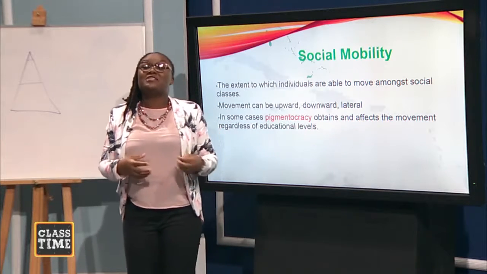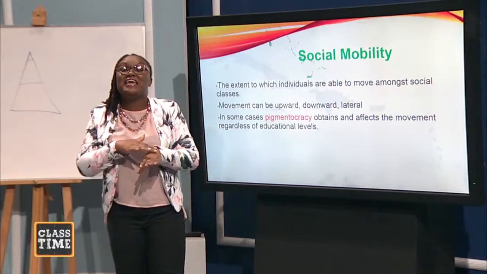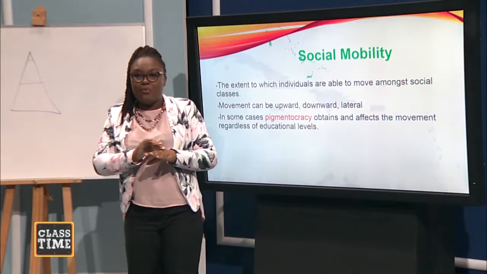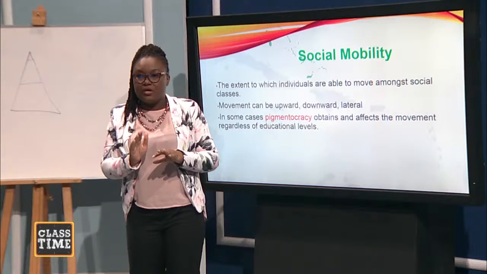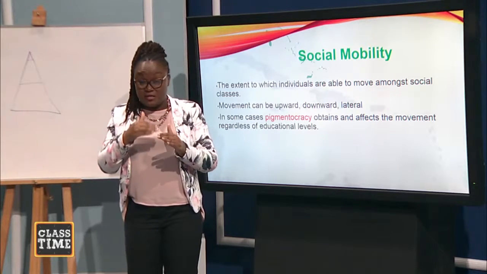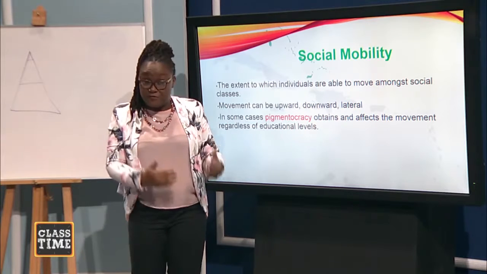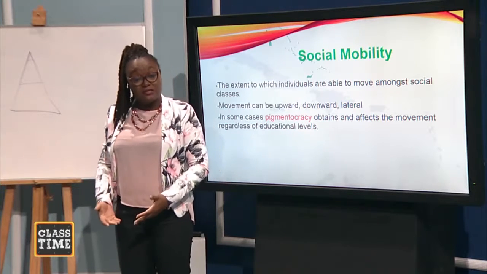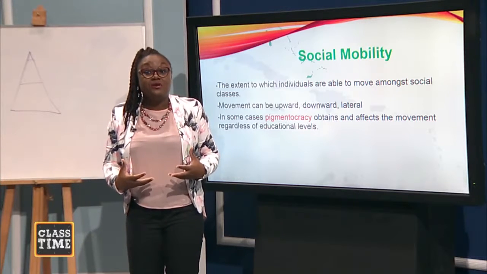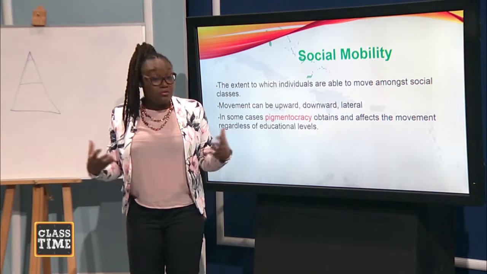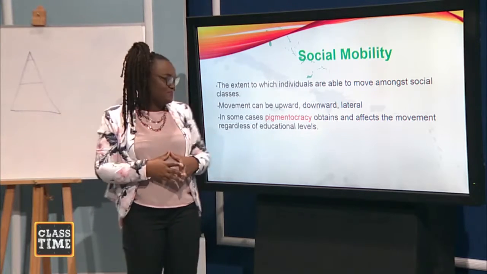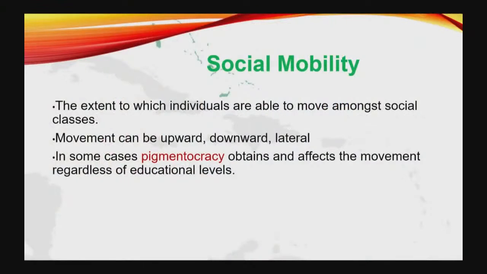Now, in some cases, pigmentocracy, that big word. Pigmentocracy sounds like we're talking about pigs, not quite. When we talk about pigmentocracy, we're talking about the shading of someone's skin, the extent to which you are brown or darker. We know that in Jamaica we have different shades, right? We range from very, very dark to very, very light. And people's work and so on are sometimes determined by the shading of their skin.